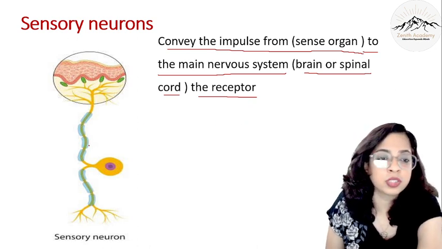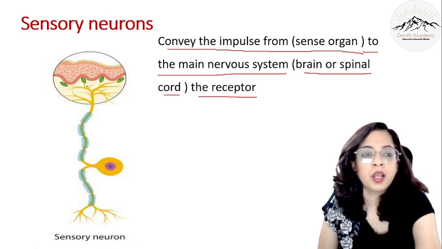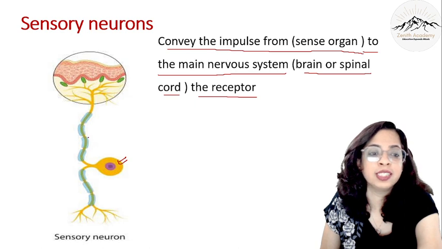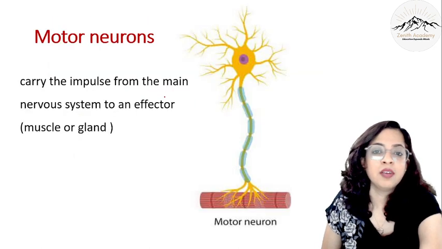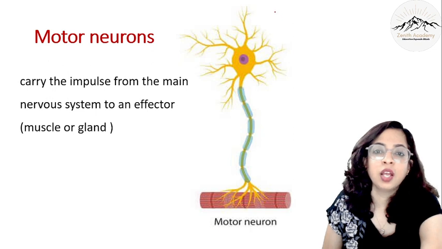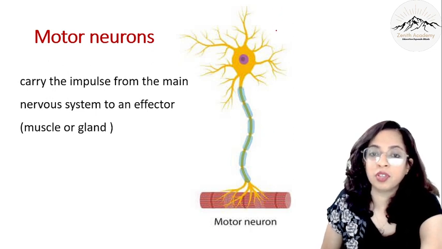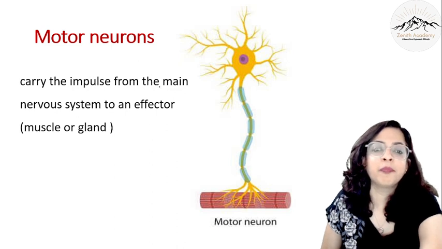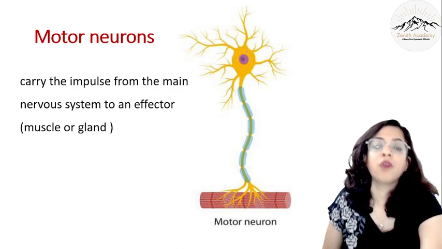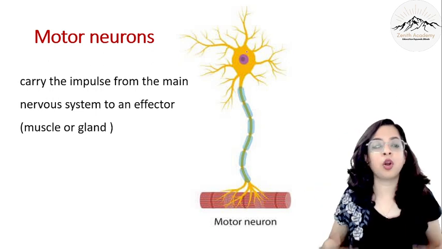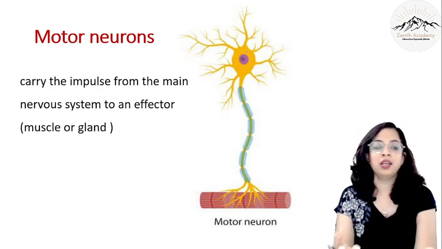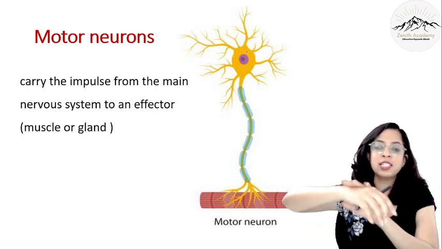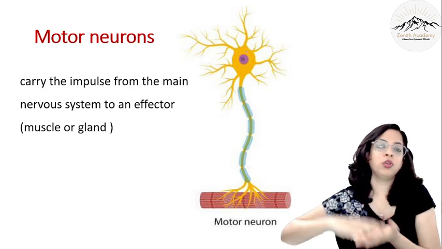They look something like this. Can you see here? The cell body is on the side. Can you see a sensory neuron? It is a little different. Now see, this is a motor neuron. This is how we have drawn the diagram for the neuron, right? So a motor neuron looks exactly like this. They carry the impulse from the main nervous system, from the brain or the spinal cord, to the effector muscle. So it is carrying it to the muscles and telling them to withdraw the hand.